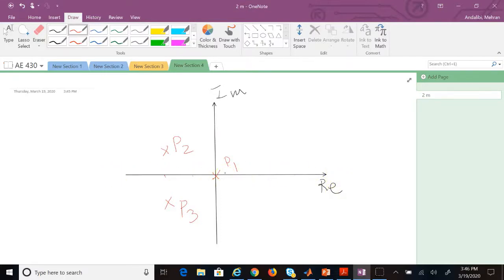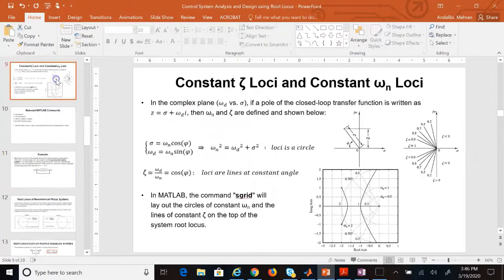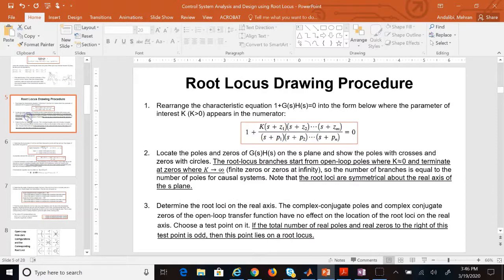It has several branches. How many branches? As many as the poles. So we're going to have 3 branches for this root locus. Good. Let's go back. So now it says find the root locus on the real axis.